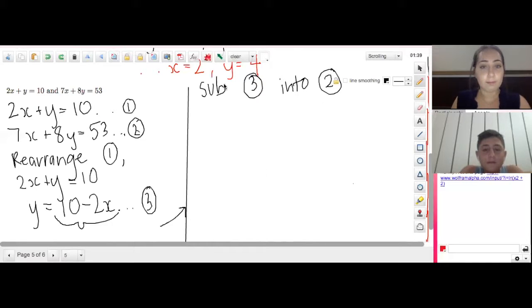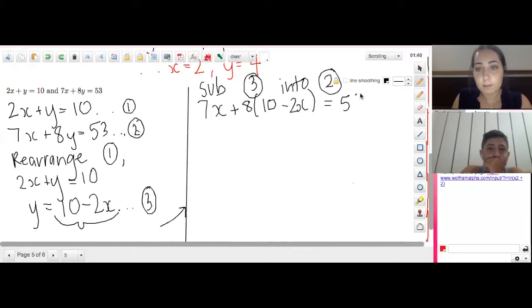So now what we're going to be left with is 7x plus 8 lots of y. And y now has a value of 10 minus 2x. So we're going to replace that y value with this. So we have 7x plus 8 lots of 10 minus 2x, and that equals 53. And now that we've reduced it down to one variable, we can work through this like a normal equation, because that's our aim. So now we simplify.